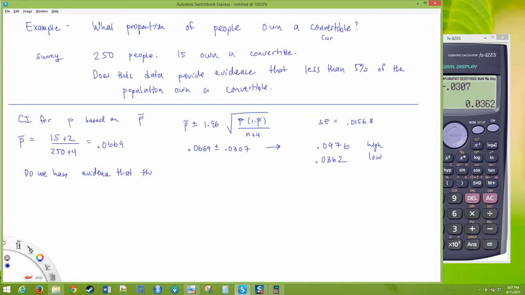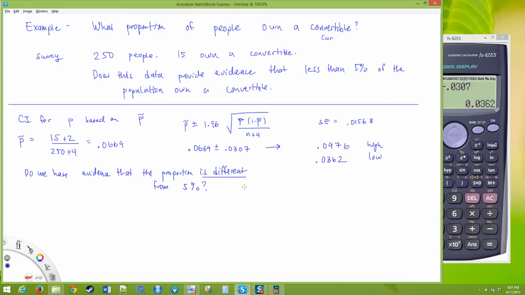That the proportion is different from 5%. Okay? So when you do a confidence interval, you can only answer is different. And so what's our answer to this question? No, because 5% is between 0.036 and 0.097.